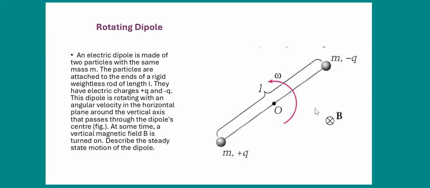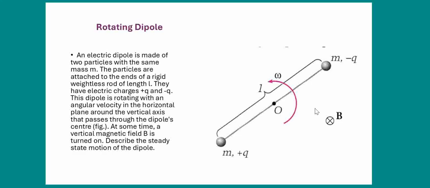So it was first rotating about the vertical axis passing through O. Since it was initially placed in the horizontal plane, an axis perpendicular to the rod will of course be vertical. At some time a vertical magnetic field is turned on. Describe the steady state motion of the dipole.